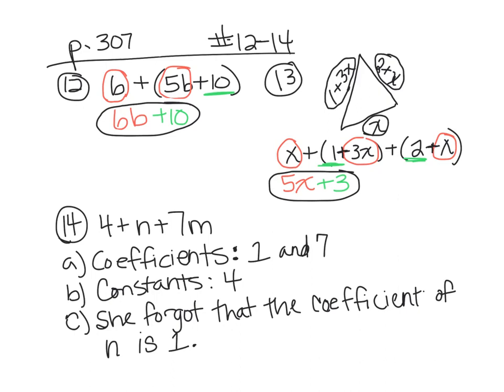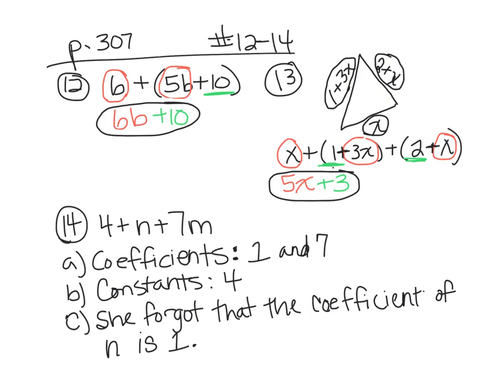And when you put those together, you combine all of your x's. So x plus 3x plus another x makes a total of 5 x's, and then 1 plus 2 makes a total there of 3. So 5x plus 3 would be the expression that represents your perimeter of the triangle.